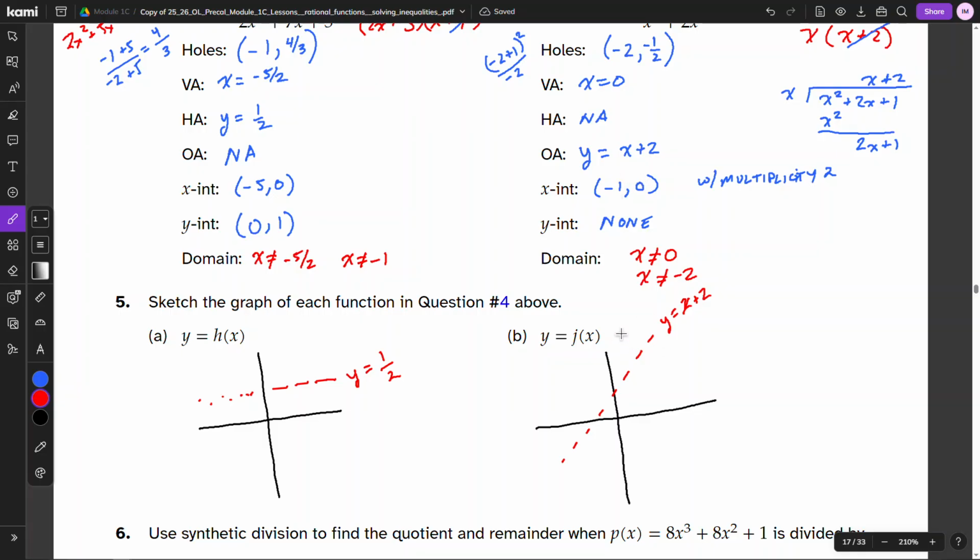Vertical asymptote of x equals 0. Vertical asymptote x is negative 5/2. X-intercept at negative 5, 0, so the x-intercept is somewhere over here. Y-intercept at 0, 1, so the y-intercept is somewhere up here. I have to be able to follow my asymptotes and connect the dots. So follow the asymptote and connect the dots. I'm going to draw my asymptote a little bit more on this side.